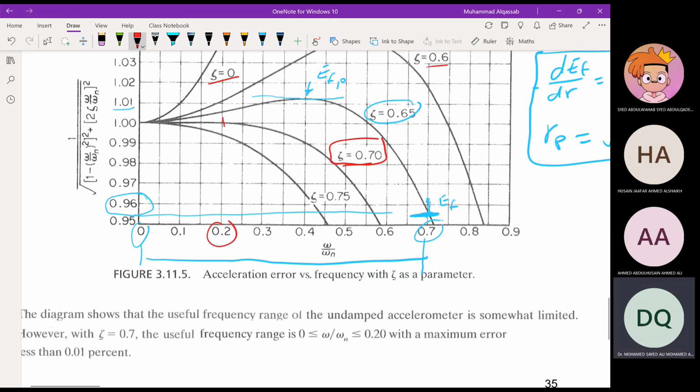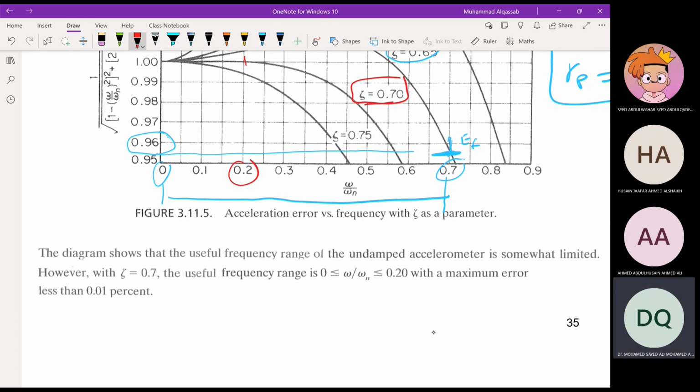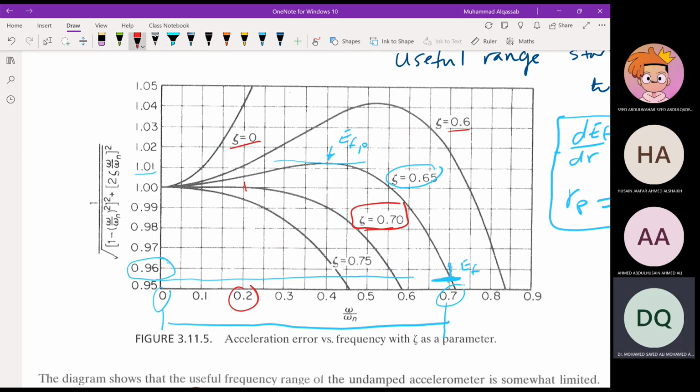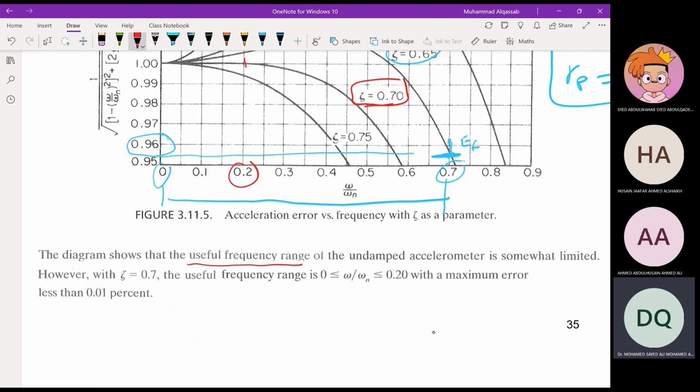Okay, as a comparison, the diagram shows that the useful range of the undamped accelerometer, which is zeta equal to 0, is somewhat limited. As you can see, it is going up directly, so the error starts to increase as you increase the frequency ratio. However, with zeta 0.7, using the same useful frequency range from 0 to 0.2, the maximum error is less than 0.01%.